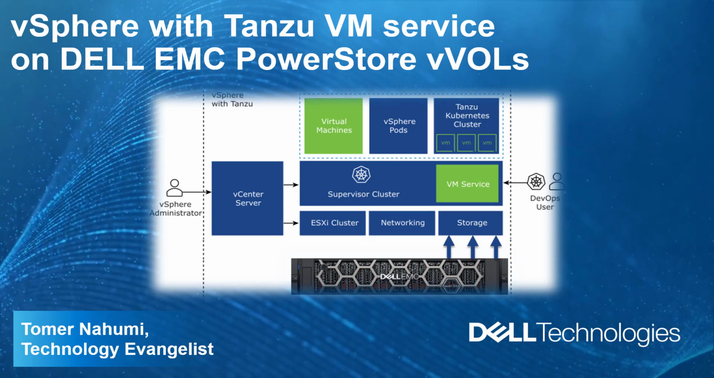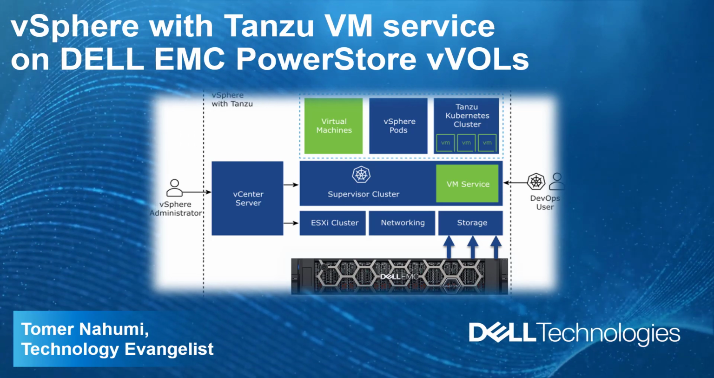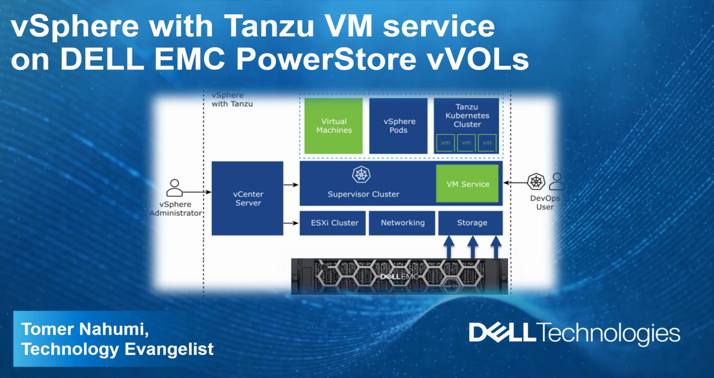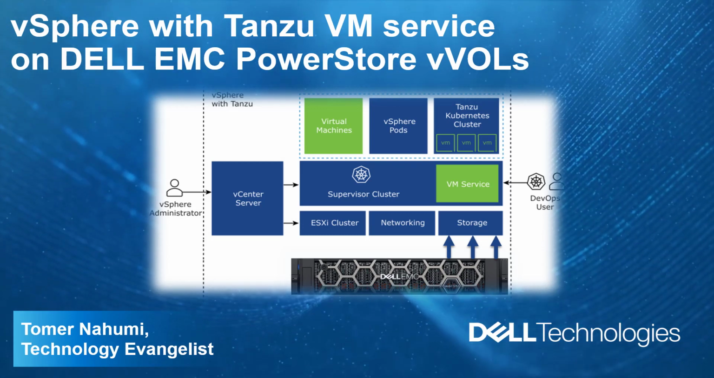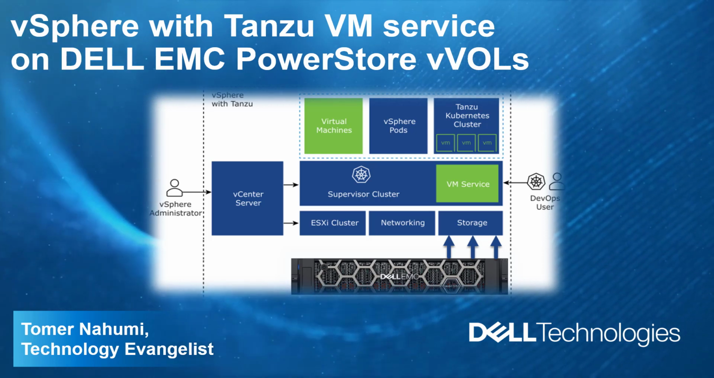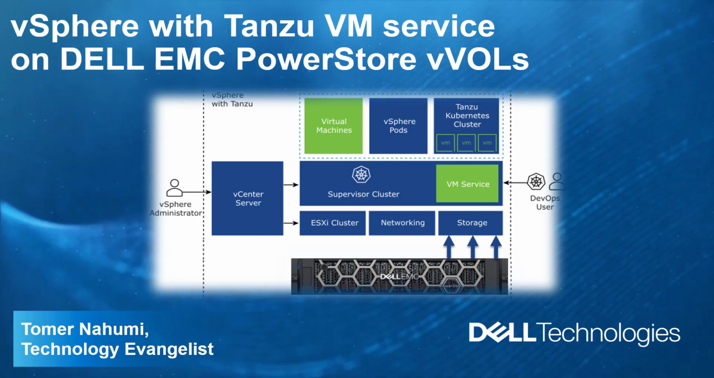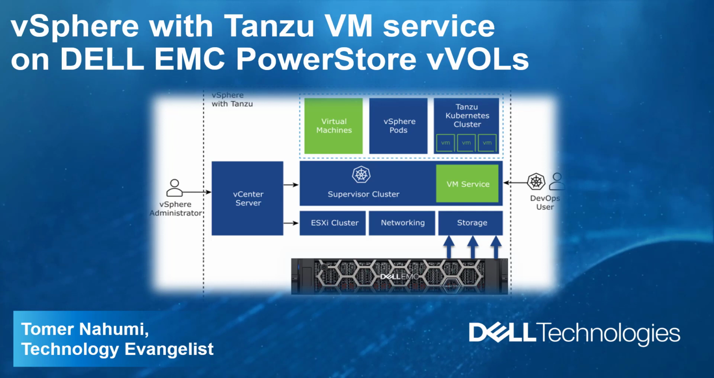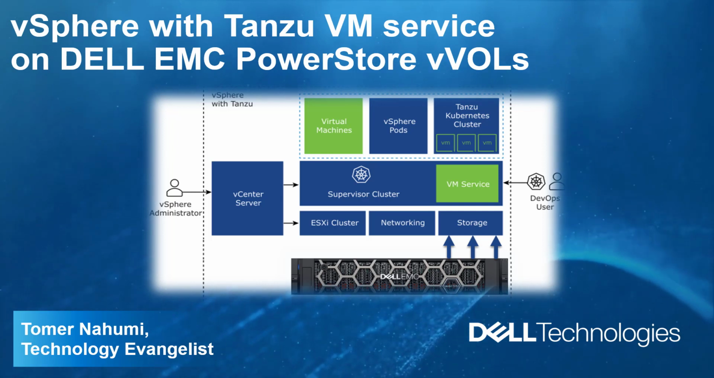With the release of vCenter 7 U2A, VMware has introduced VM Service. VM Service runs on top of vSphere with Tanzu and allows developers to deploy virtual machines using kubectl declarative object configuration while simultaneously allowing the IT administrator to govern resource consumption and service availability.